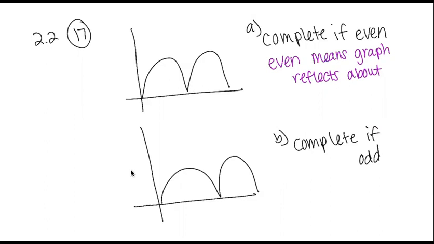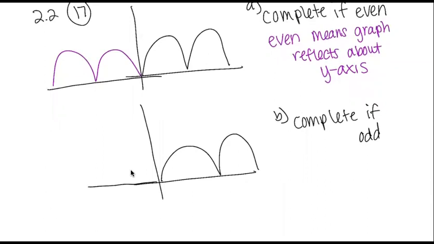Like a parabola would be even, right? So it's when it reflects about the y-axis. It's the same sideways, basically. So the graph would just look like this, because I know the left and the right side have to be the same. Does that make sense? Okay.